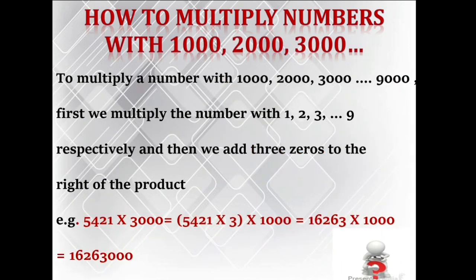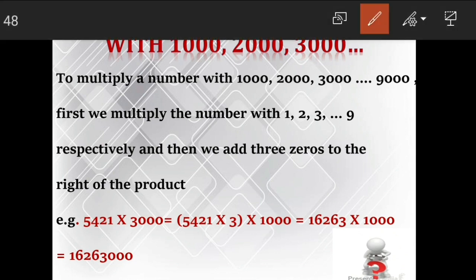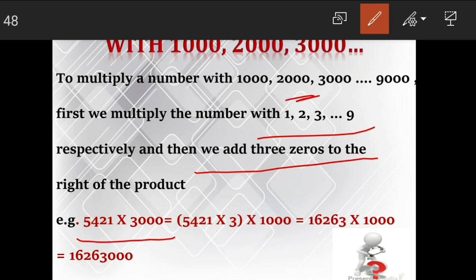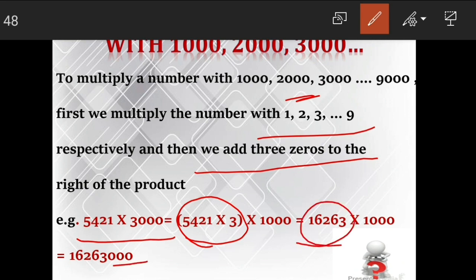Same way, how to multiply numbers with 1000, 2000, 3000. To multiply a number with 1000, 2000 and 3000, again we will multiply the first digit, that is 1, 2, 3 and 9, with the given number, and then we will add 3 zeros because 1000 has 3 zeros. So in the same way in this question, first we multiplied the number with 3.